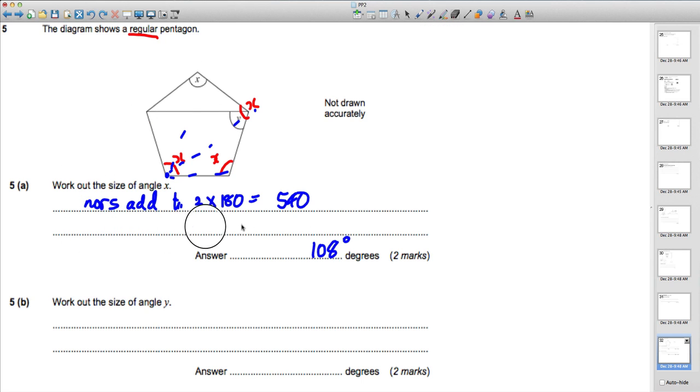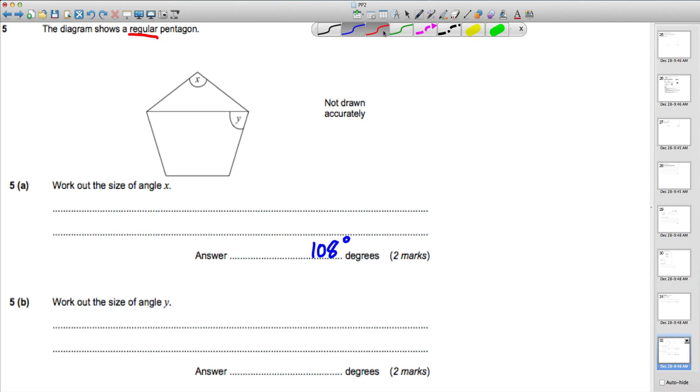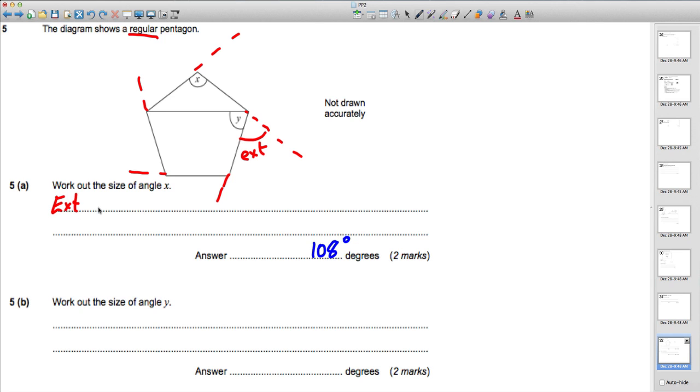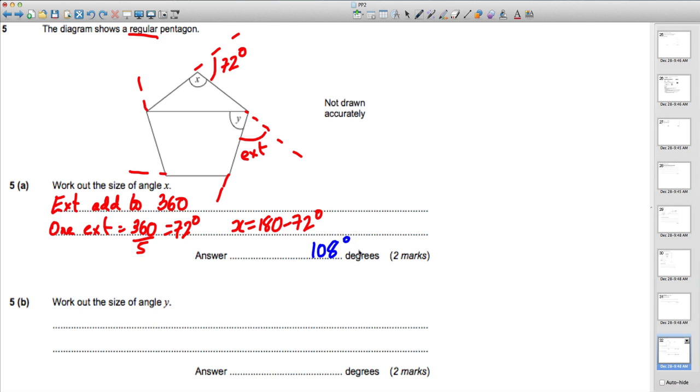The other way of doing it, I'm just going to rub this out for now, is to know that all of the exterior angles add to 360. So one exterior is equal to 360 divided by 5, which is 72 degrees. So if this here is 72 degrees, then x must be 180, take away 72 degrees, which is 108 degrees again. Now, work out the size of angle y.